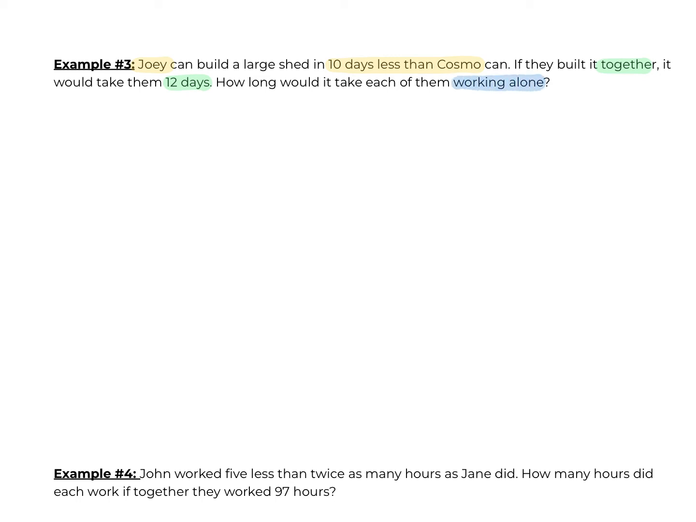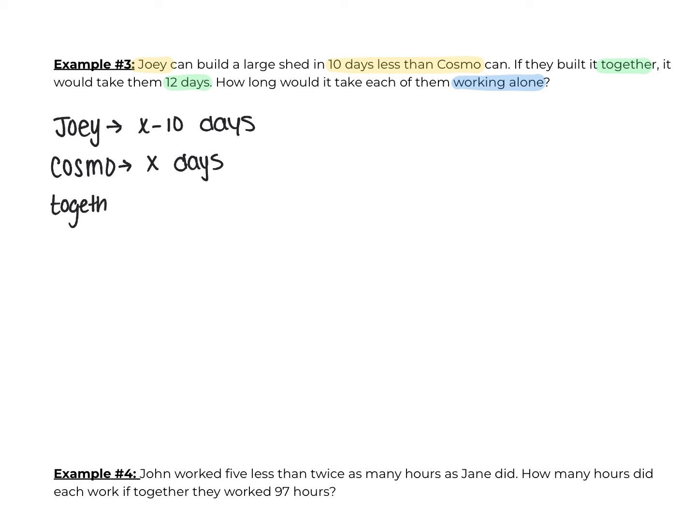So let's gather the information that we have. We have that Joey can complete the job in 10 days less than Cosmo. Well, we don't know how long Cosmo can complete the job in, so Cosmo is X days. But we know Joey is 10 days less than that, so Joey is going to have to be X minus 10 days. And we also know that they can do the job together in 12 days.